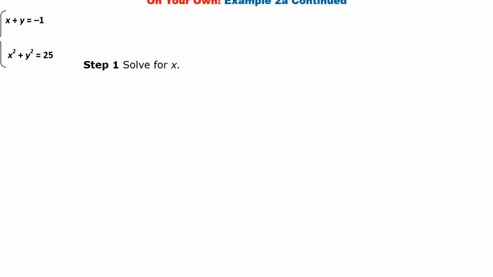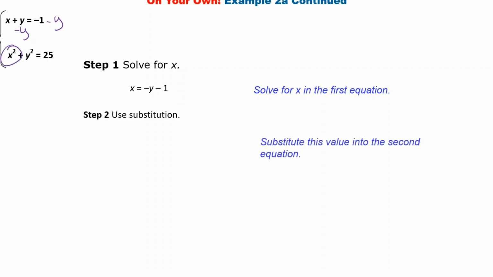So let's go ahead, and the first thing we should do is solve for x. And so in the first equation, that's really easy. Just subtract y from both sides. And we have x equals negative y minus 1. So now that I've done that, I can just use my substitution and substitute that into my second equation. I'm going to substitute it in here and square it. And so now that I've done that, I'm going to just simplify and set it equal to 0.